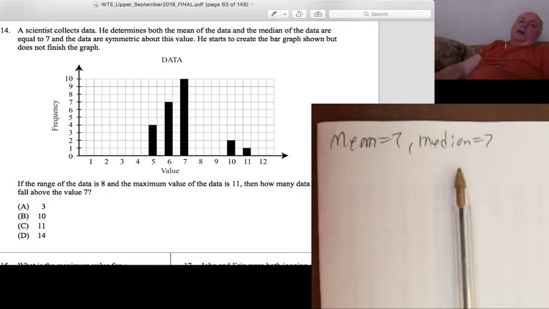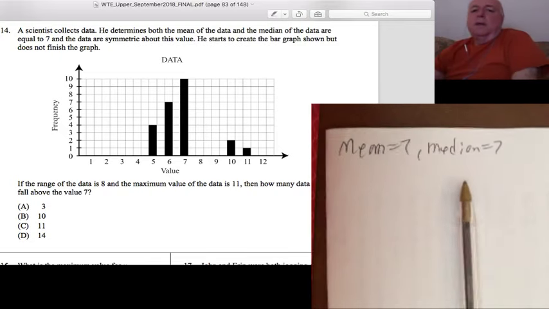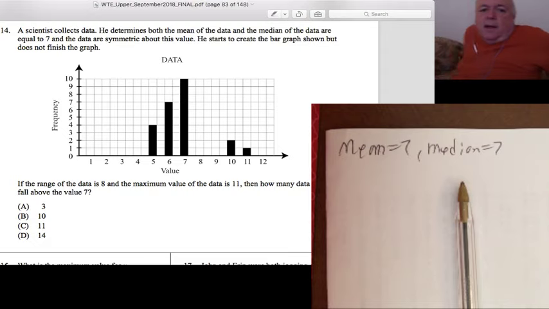So he determines both the median and the mean of our data are 7, and the data are symmetric about this value. Interesting. So what does that mean? What does that mean? The data are symmetric about this value. Okay, so we're going to question that.